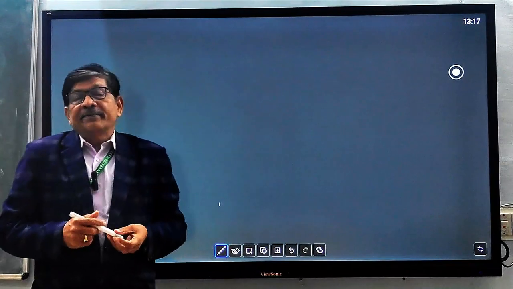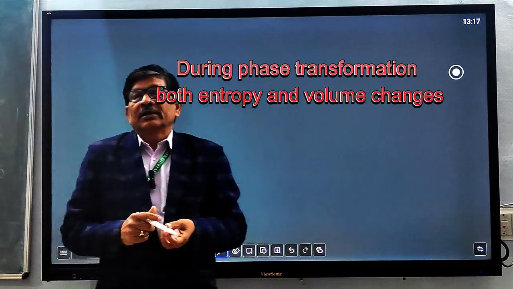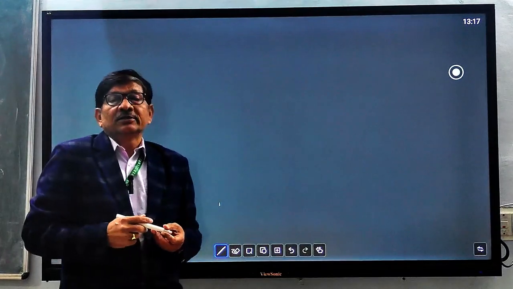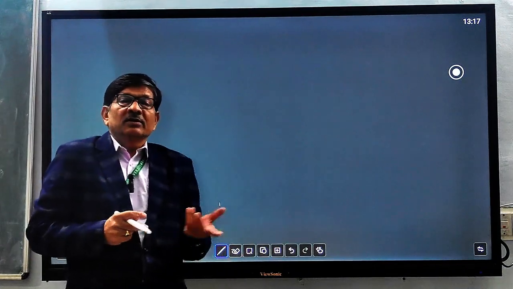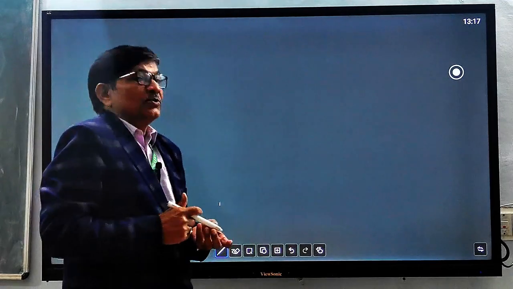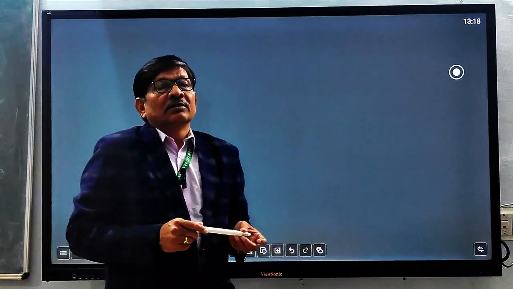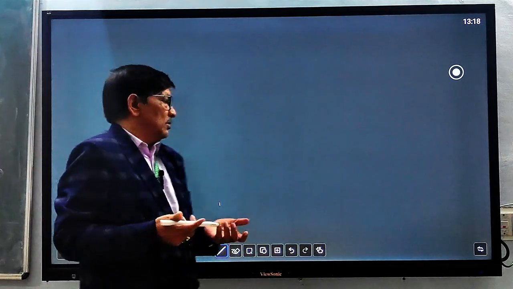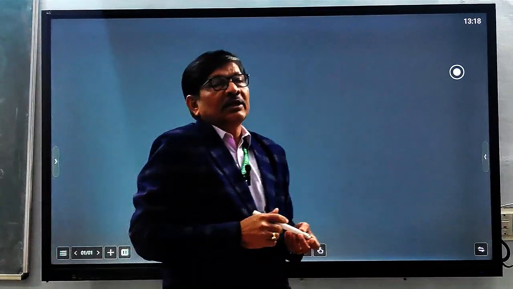So let us start with what happens in phase transformation. During phase transformation either heat is released or heat is absorbed, so entropy will change. Entropy of the system and surroundings will change, and volume will also change. By using these two things and the Gibbs energy function, the Gibbs energy potential, we can define first order phase transformation.